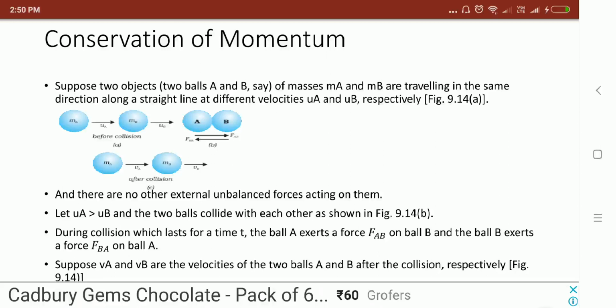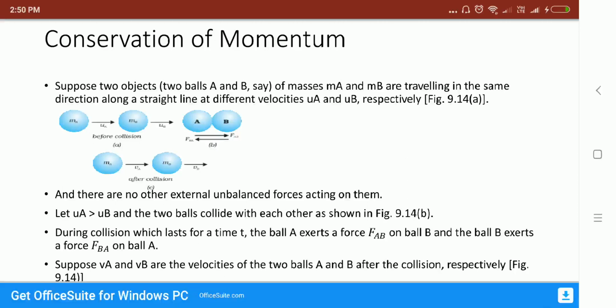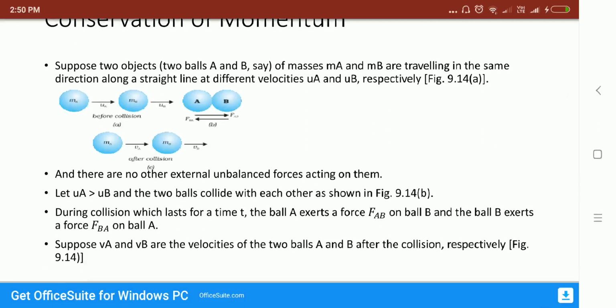During the collision, after time t, ball A exerts a force FAB on ball B, and ball B exerts a force FBA on ball A. So both balls exert a force on each other with the same magnitude and in opposite directions. And after the collision, suppose their final velocities are VA and VB.